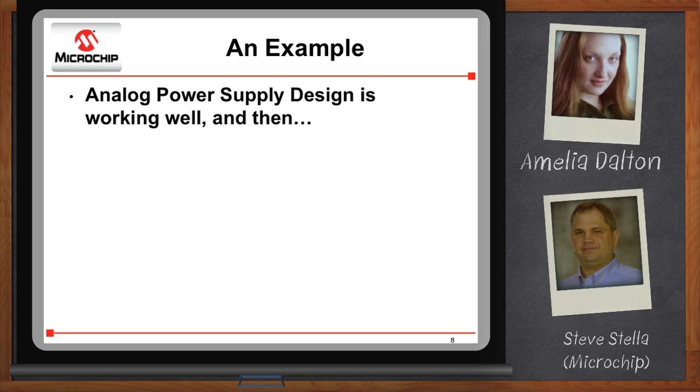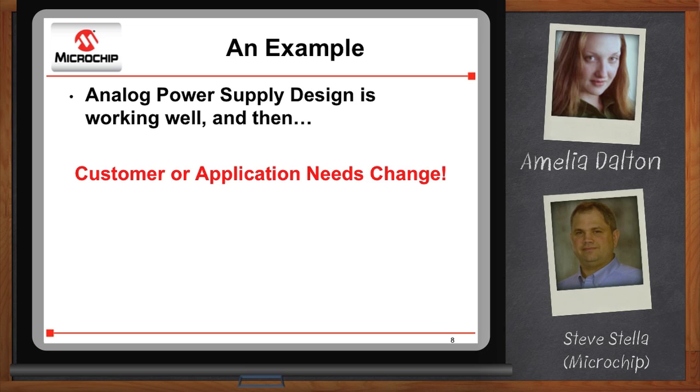Gotcha, okay. So maybe it's best if we look at an example. Sure. So let's say your analog power supply design is working well, and then customer or application needs change. Wait a second, Steve. My application needs never change. Well, that just means that you're too good then. Right, okay. But for the rest of us mortals, it's very common that customer application needs change.